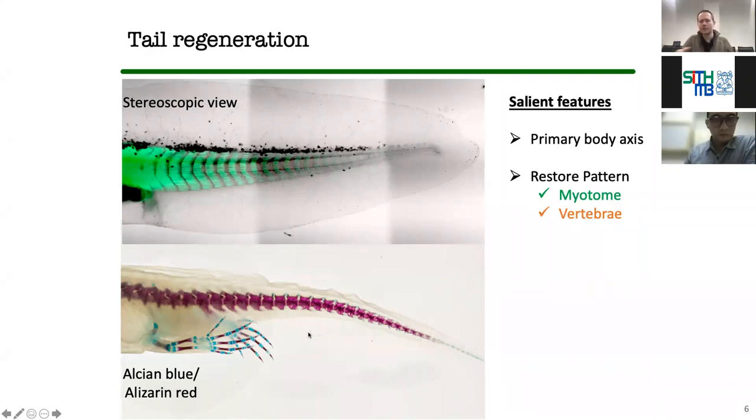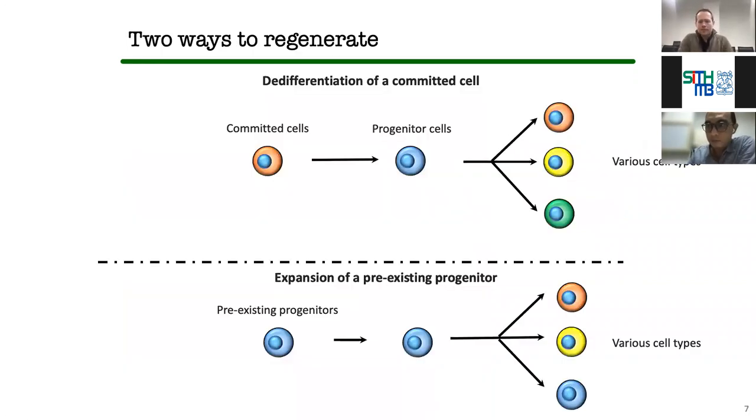And in this presentation, I'd like to discuss the work we've been doing trying to figure out which cells form this blastema and are thus responsible for the process of regeneration. Conceptually, there are two different ways by which a tissue can regenerate. Either through the dedifferentiation of a committed progenitor, so you have a committed cell, which then dedifferentiates to form a progenitor, which then has the ability to contribute to various different cell types.